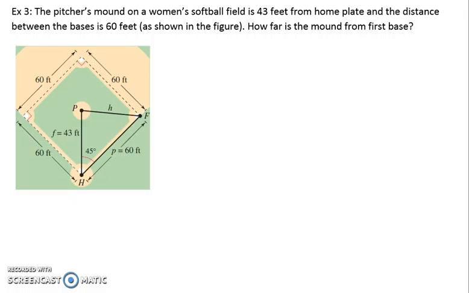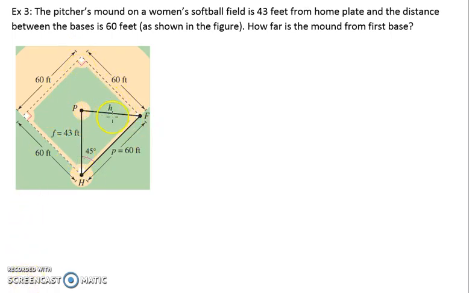So one thing to note is the pitcher's mound is not halfway in between these two things. So this right here is not going to give me a right angle. This is not a 45, 45, 90 right triangle. If the pitcher's mound was exactly halfway through, we would have a 45, 45, 90, but we don't. This is not halfway between the two.